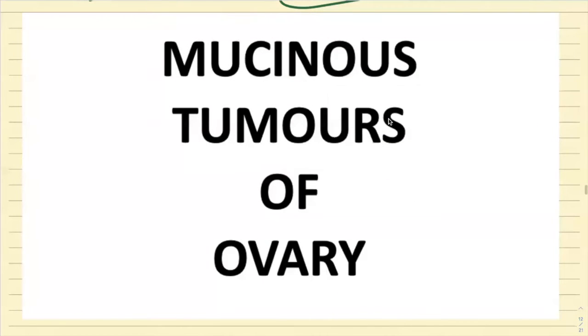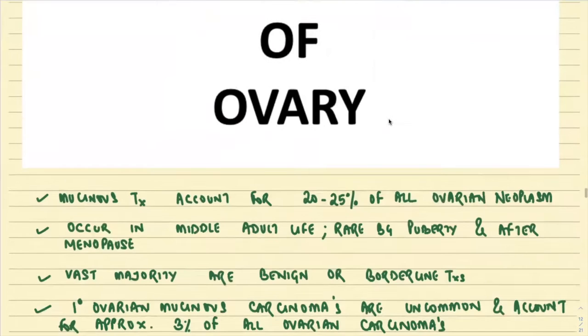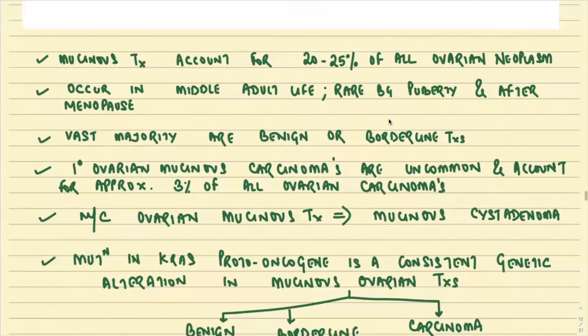The next important tumor over here is the mucinous tumor of the ovary. Mucinous tumors account for approximately 20 to 25% of all ovarian neoplasms. It occurs in the middle adult life. It is rare before puberty and after menopause. The vast majority of these tumors are benign and borderline.